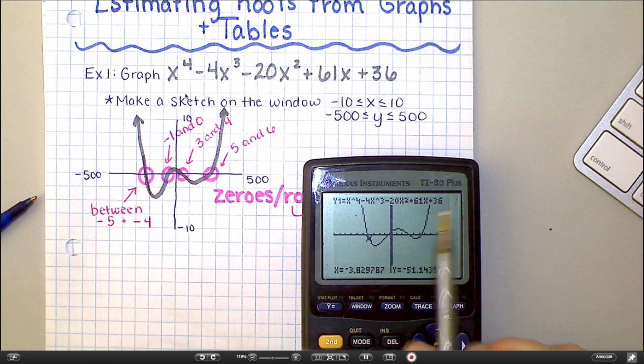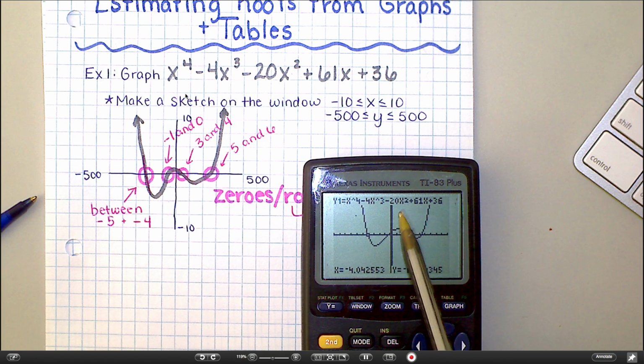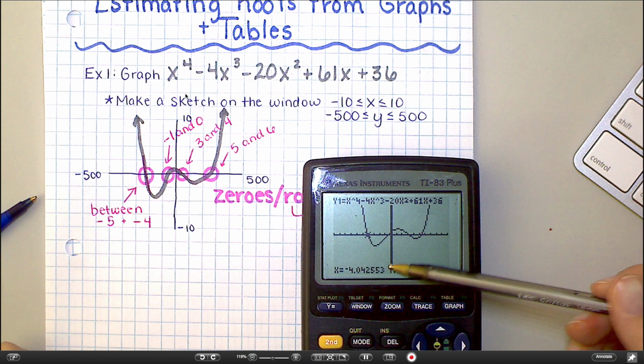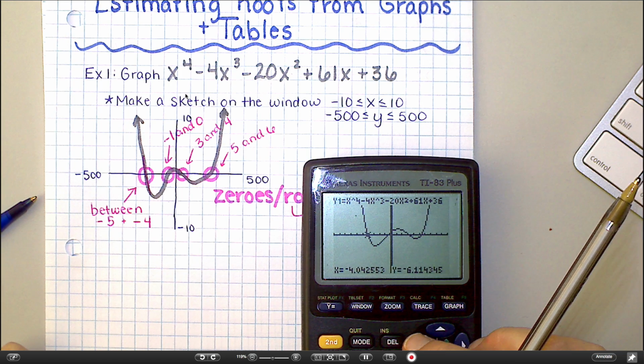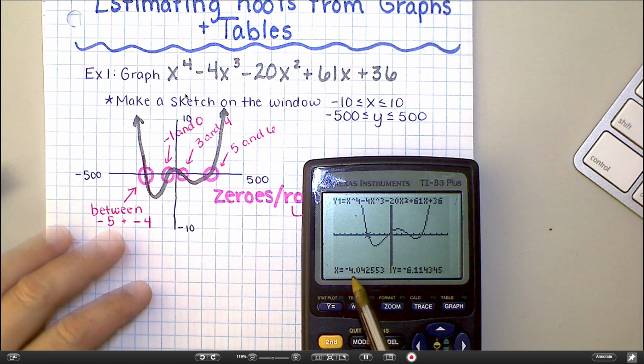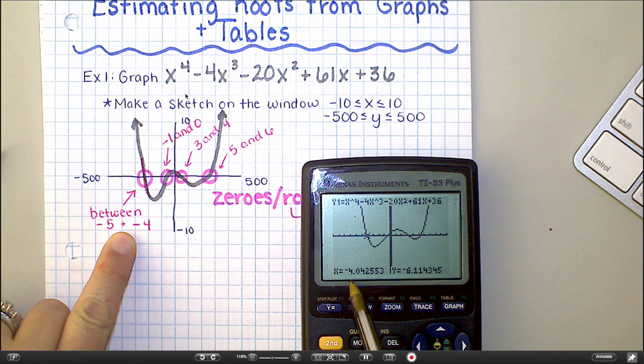Now, our graph is pretty zoomed out. This is 500 and negative 500 up here. So the closest we can get here to 0 is -6. That's not great. But this one that we said is between -5 and -4 is actually really close to -4, -4.04. Okay? I could trace along this way until I get a little closer to that other one.